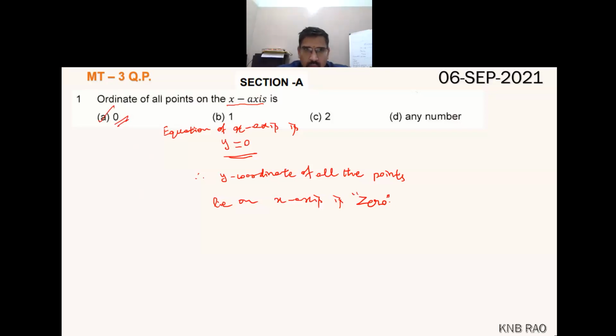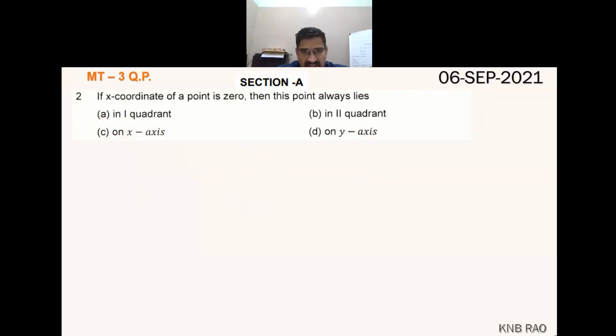Moving on to question number 2. If x coordinate of a point is 0, then this point lies on. Now here x coordinate is 0, automatically that point should lie on the y-axis. Based on the just discussed concept, any point lying on y-axis will have its x coordinate 0. So D is the right option.